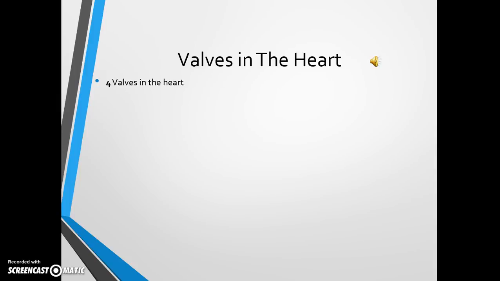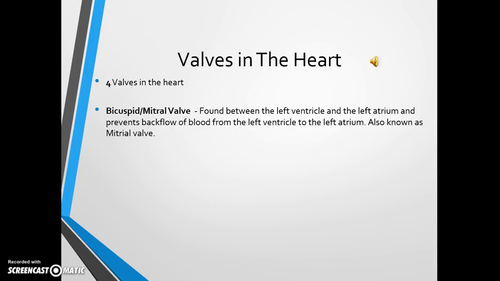There's 4 valves in the heart. First one we're going to talk about is the bicuspid valve, which is also known as the mitral valve. Make sure you know the similarities and the same name, sorry. Because when you sit your YMCA exam, they will change terminology, and it might confuse you if you don't know both terms. So it's found between the left ventricle and the left atrium.